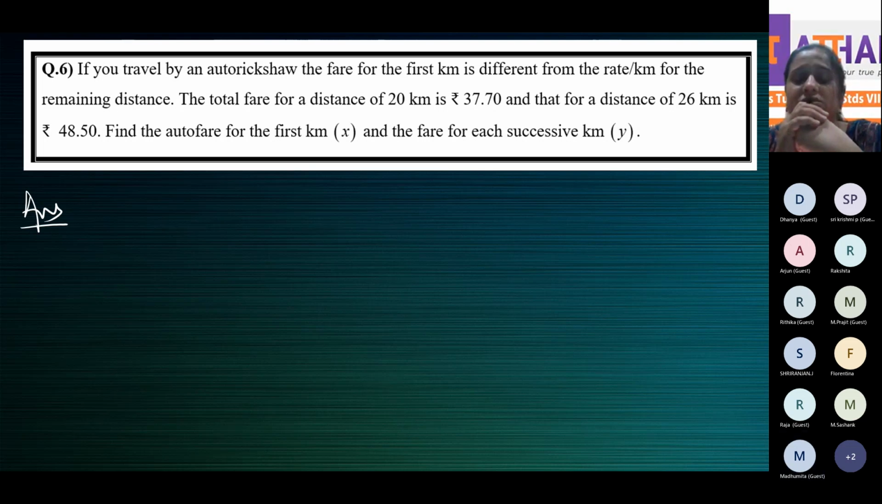Ma'am, can I try? Yeah. 20x minus y is equal to 37.70, and 26x minus y is equal to 48.50. What is 20x minus y? I don't understand. What is 20x? The total distance. Okay, but why minus y? Ma'am, 1 kilometer's charge.